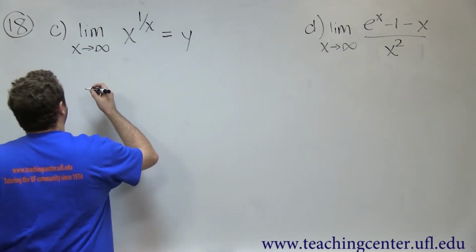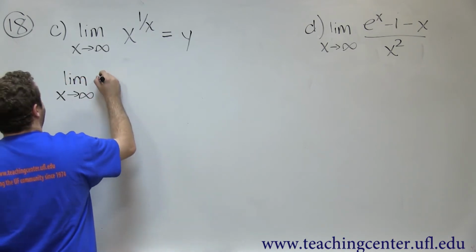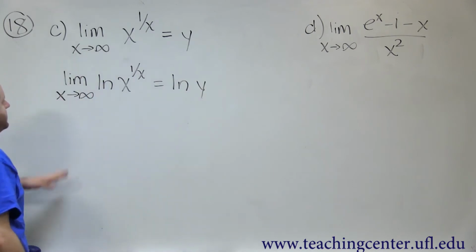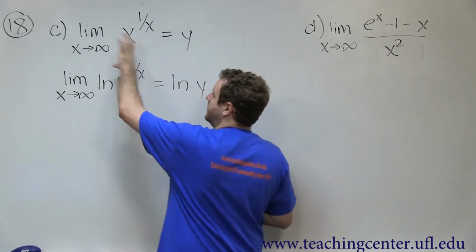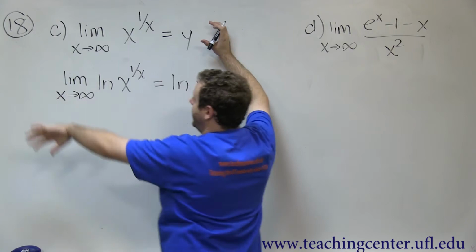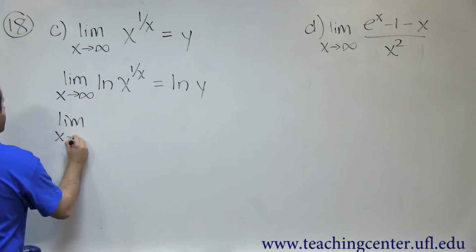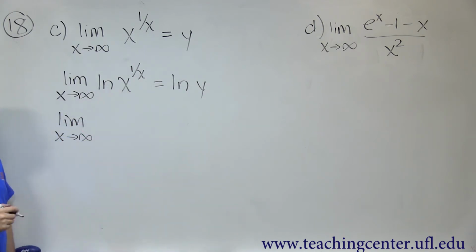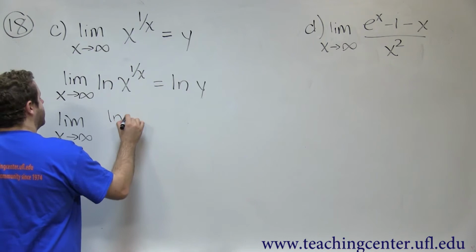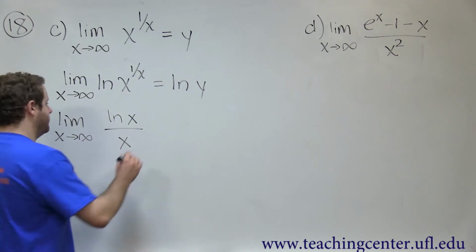So if we take the natural log of both sides, we're getting that the limit as x goes to infinity of ln of x to the 1 over x equals ln of y. We're allowed to do this because the limit operator can be distributed over anything. So even though we're doing ln here, I can move the limit to the outside. This is useful to us because now ln of x to the 1 over x can be simplified. This power, 1 over x, can come in front. And that's really written like this, because 1 over x means there's an x in the denominator.